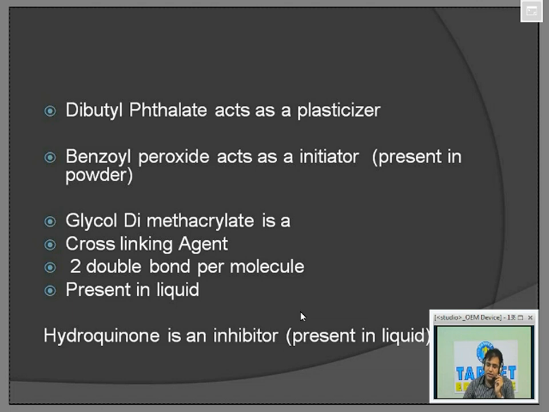Then the inhibitor which is present in a cold cure resin system is hydroquinone, which prevents unnecessary polymerization during the storage. So the hydroquinone acts as an inhibitor.